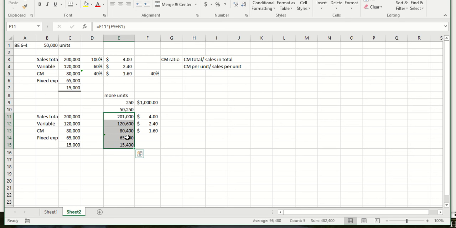Here we go. So if we have $1,000 more in sales, then we're going to have $400 more in net operating income.